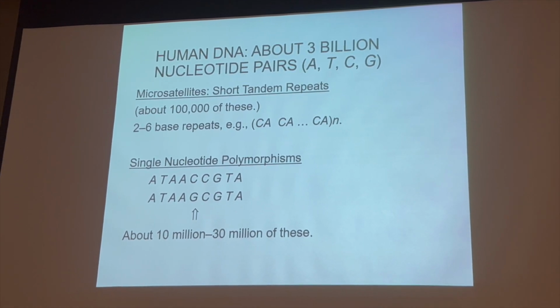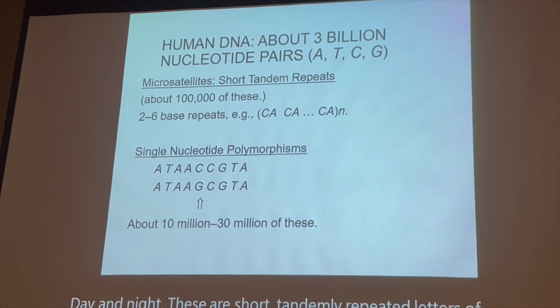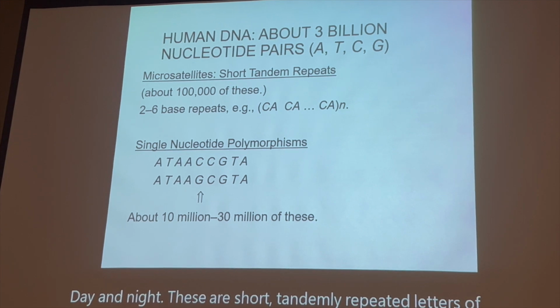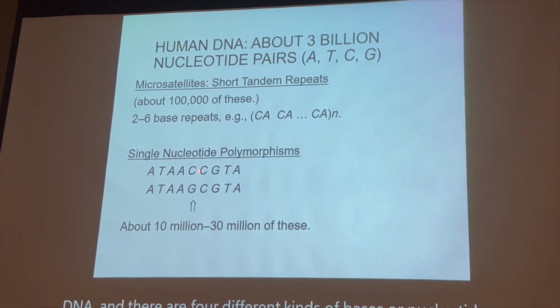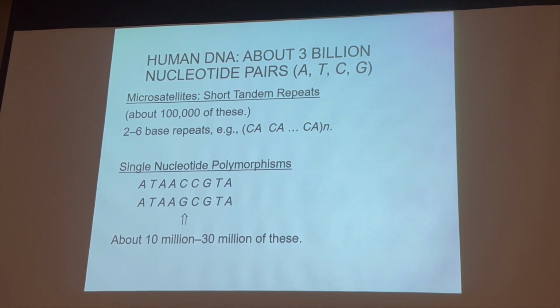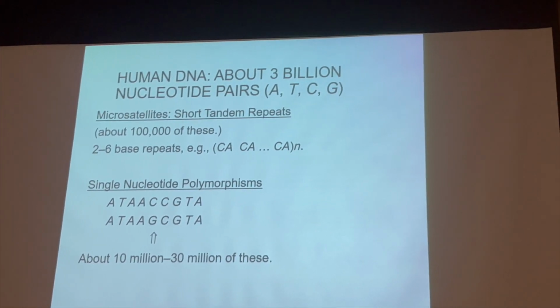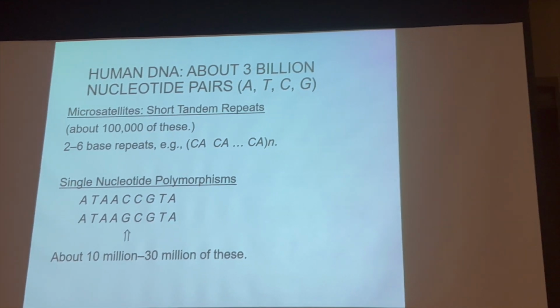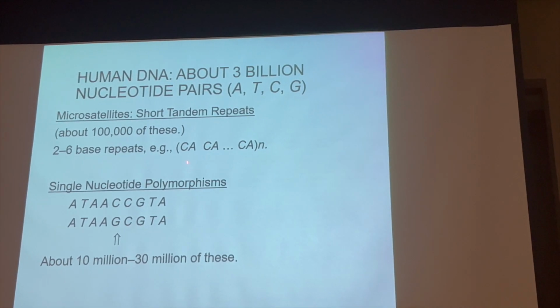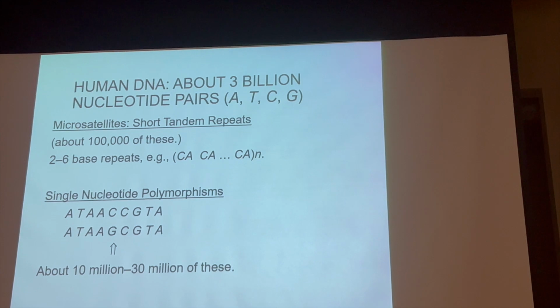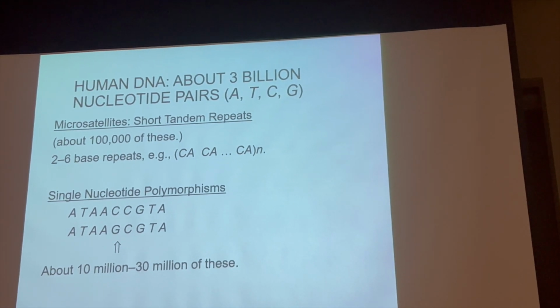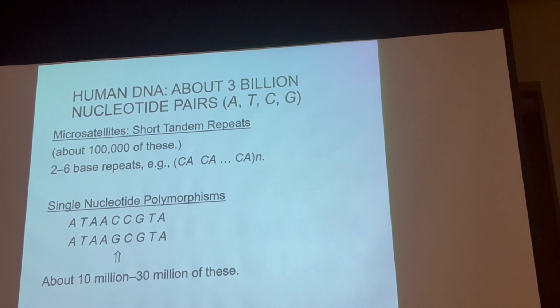And you know there are 4 different kinds of bases or nucleotides in the DNA. There are A's and T's and C's and G's. And these microsatellites are tandemly repeated pieces of DNA, so the code comes up CA, CA, CA, CA. And every one of us has got lots of those in our genomes.